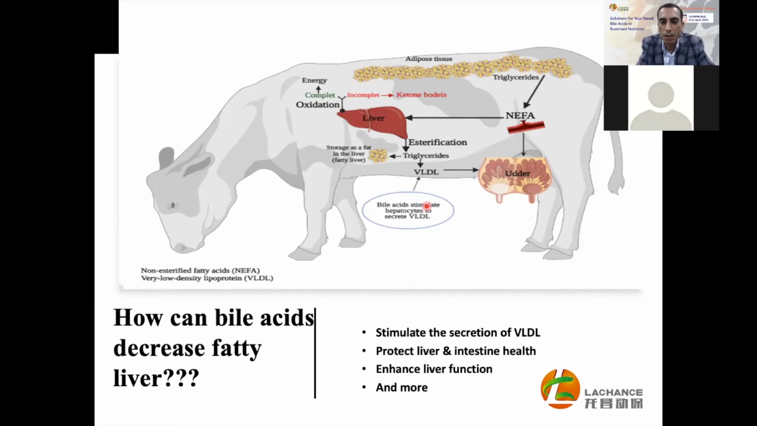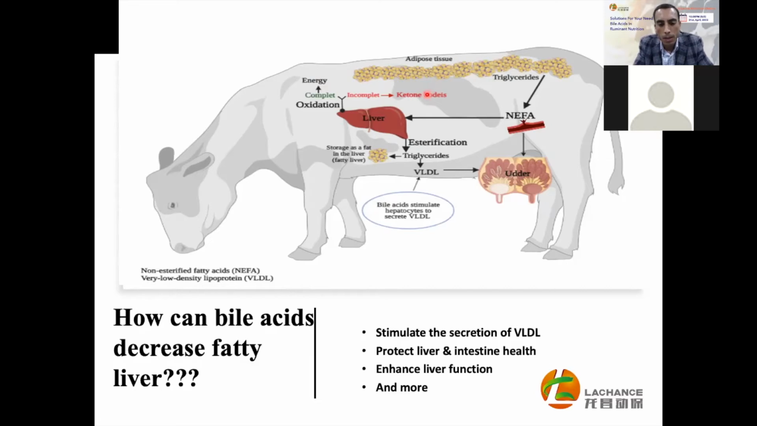In most cases, fatty liver is combined with ketosis. That means most of the time ketosis and fatty liver occur at the same time, simultaneously. The second way for non-esterified fatty acid in the liver is to be oxidized to produce energy and carbon dioxide. But this occurs when the oxidation is complete. Sometimes the oxidation is not complete.